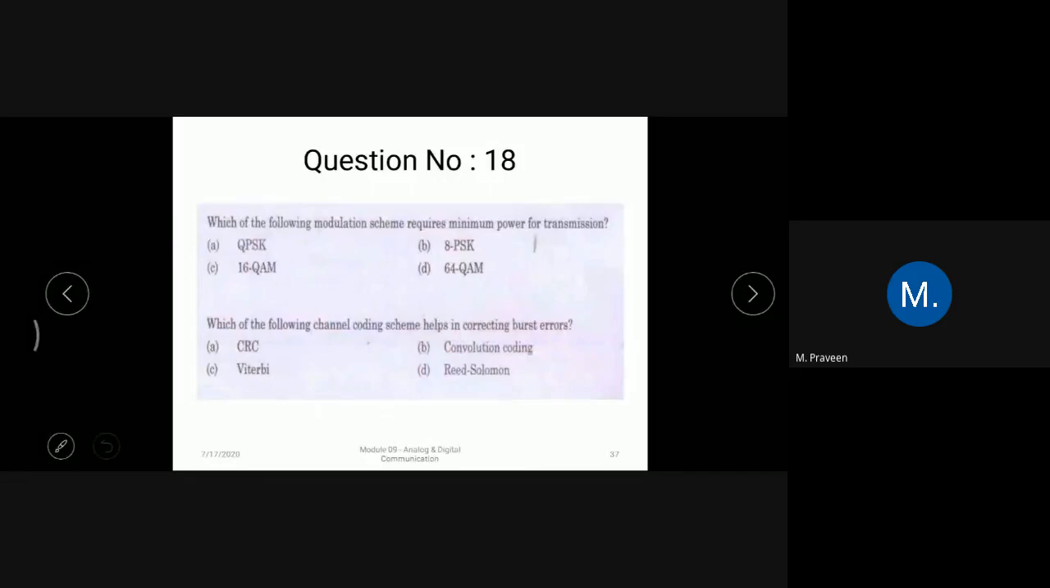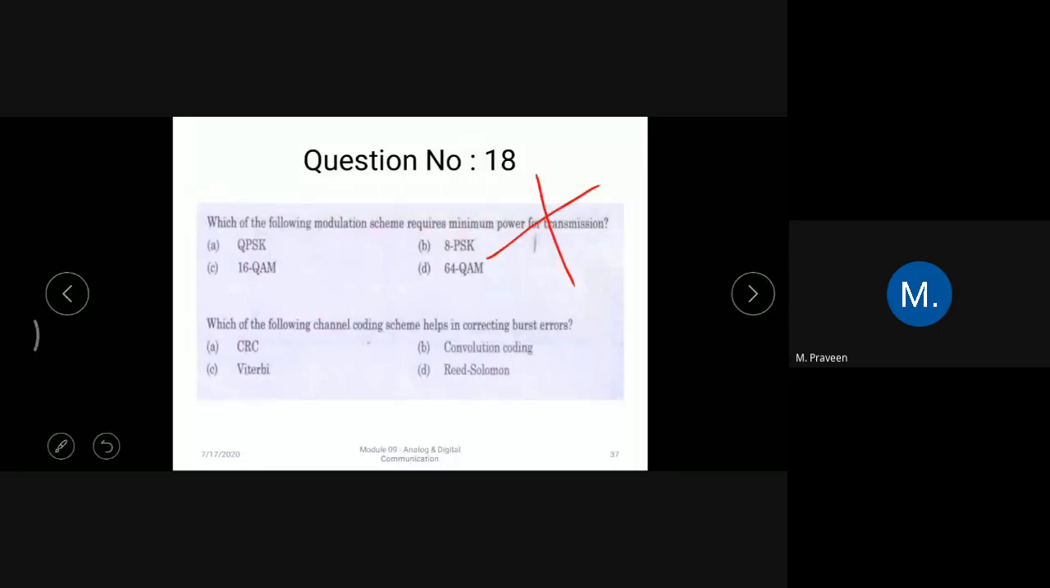Here I brought two questions together. Which of the following modulation schemes requires minimal power for transmission? They have given 4 modulation schemes: QPSK, 8 PSK, 16 QAM, 64 QAM. Out of these 4 modulation schemes, which consumes low power for transmission? This is one of the important questions and also the easiest. Whenever they give this type of modulation schemes, always go for the constellation diagram.